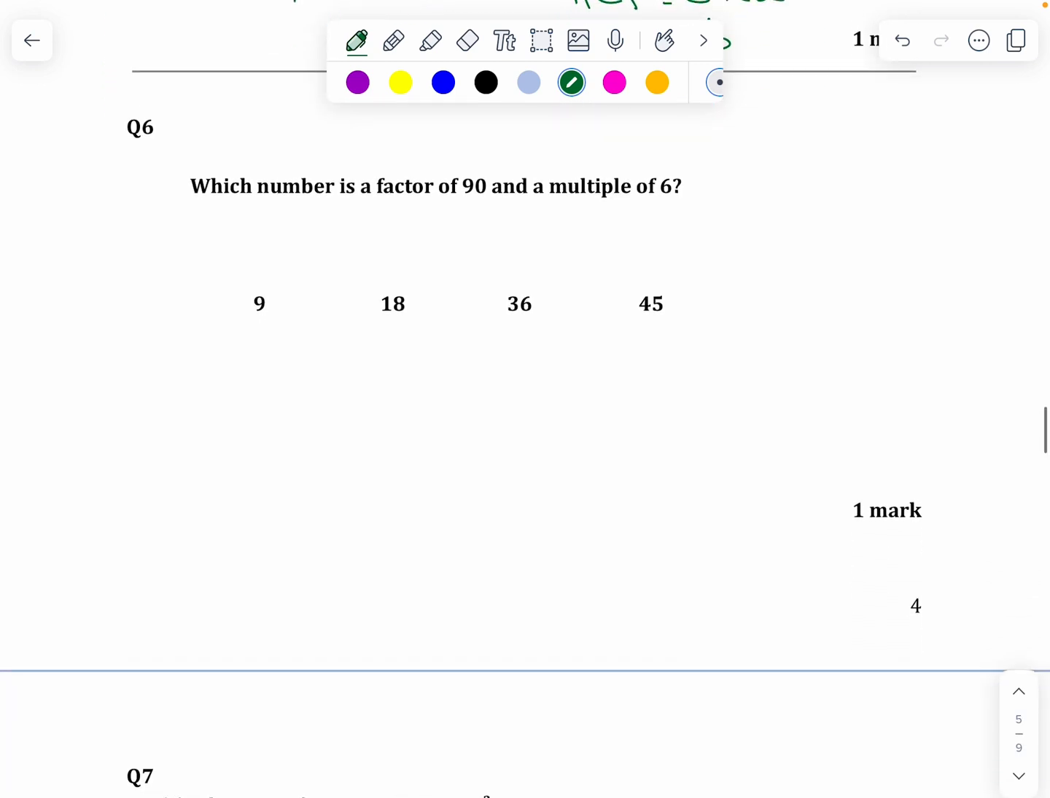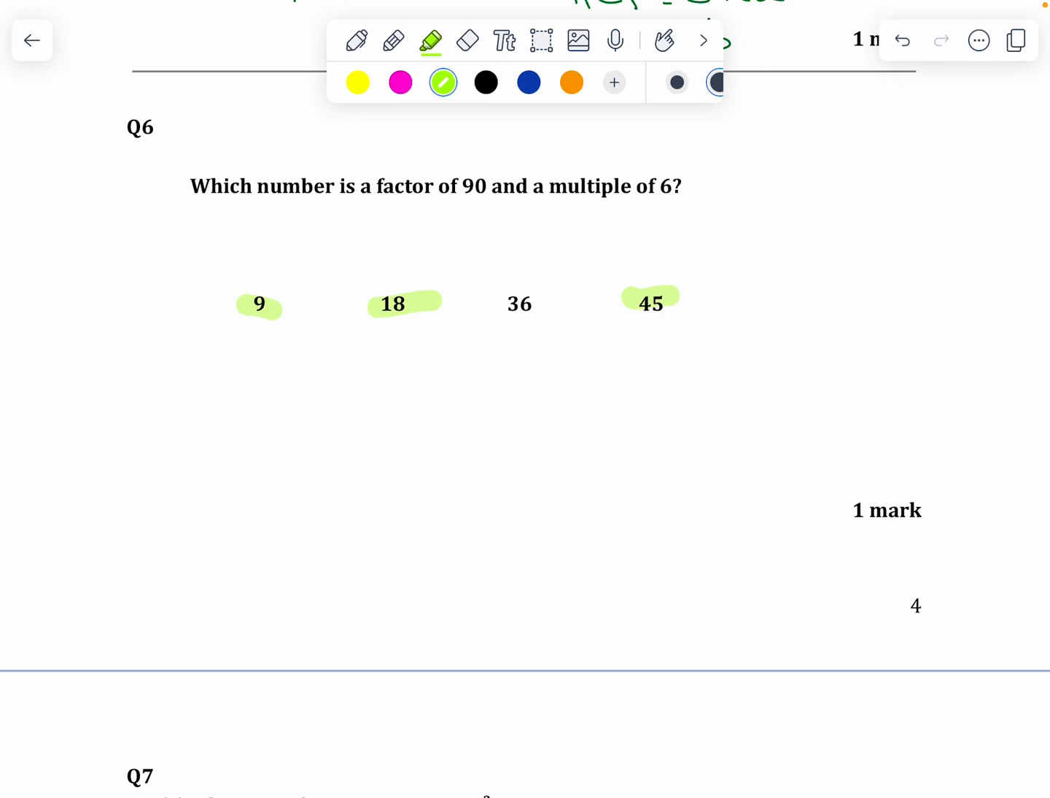Okay, here it says which number is a factor of 90 and a multiple of 6. To be honest, factors of 90, I'll just highlight them. So you know 9 is, 45 is, and I want to say that 18 is, yes. 36 is the only one that is not a factor of 90. So it doesn't go into 90 without a remainder.